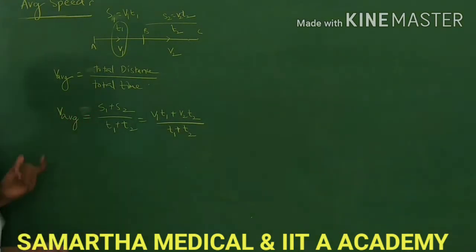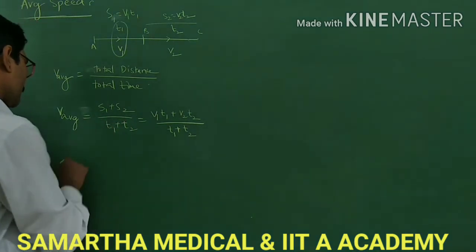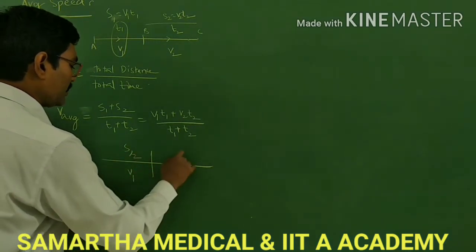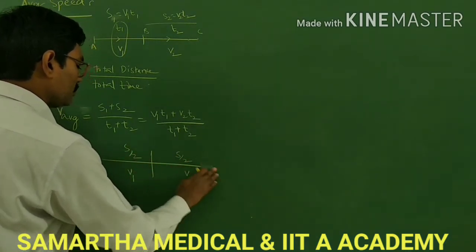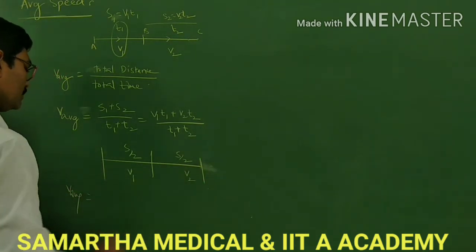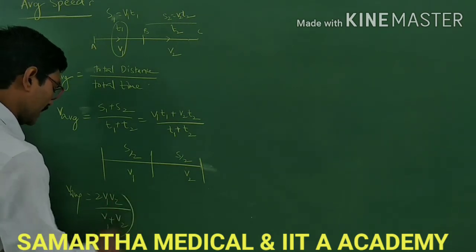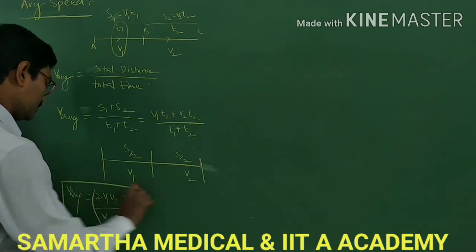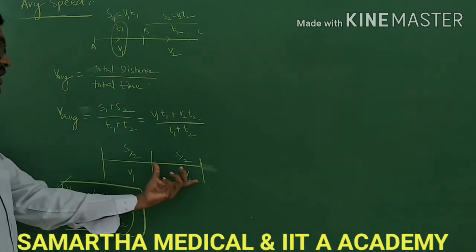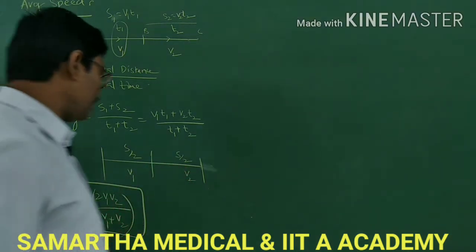Now, after this average speed, suppose half of the journey distance is covered with speed v1 and the remaining half of the distance with speed v2. Then what is the average speed? It is 2v1 v2 by v1 plus v2. This is the average speed when half of the journey distance is covered with speed v1 and the remaining half with speed v2.